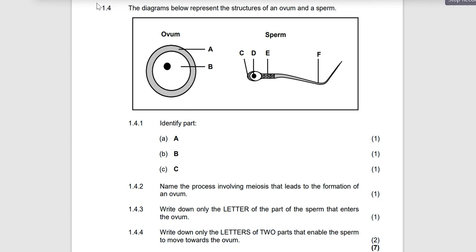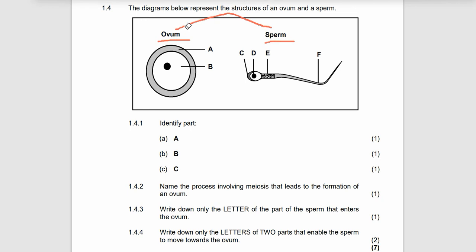So guys, let's quickly do this question so that you can understand the significance of these two diagrams. I'm going to be looking at ovum and sperm. These two are referred to as male and female gametes. The ovum is the female gamete because it's produced by the female reproductive organs. The sperm is produced by the male reproductive organ, which is your testis. On the female side, the ovum is produced by the female organ, which is known as the ovary. I hope you understand that.